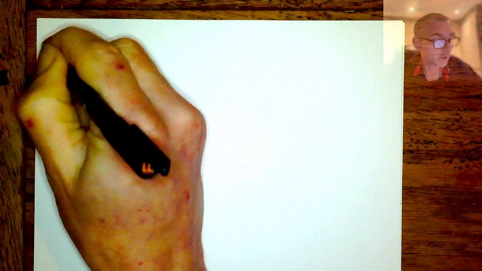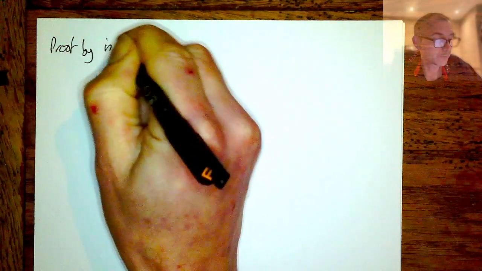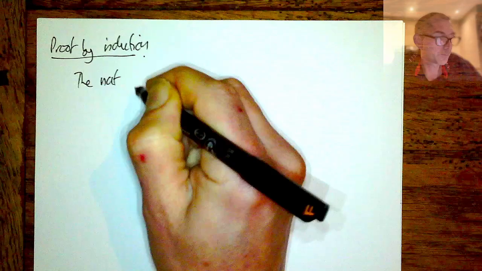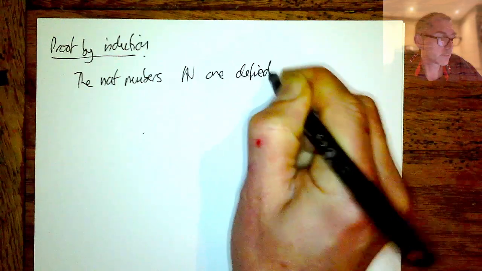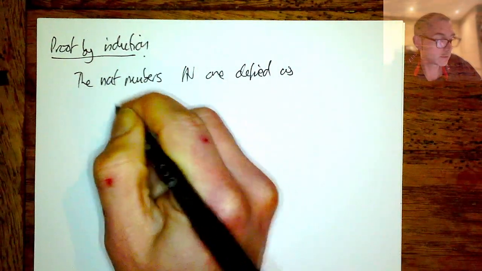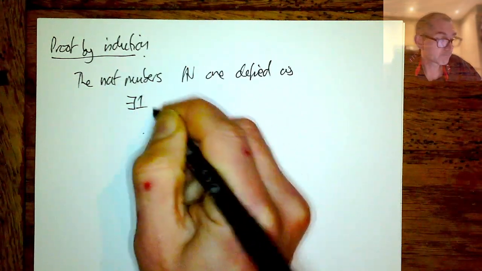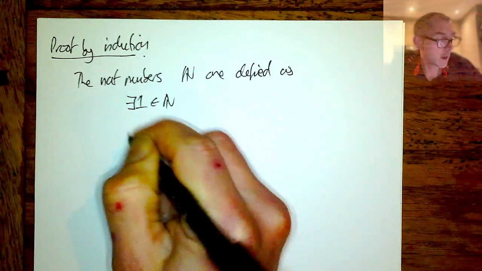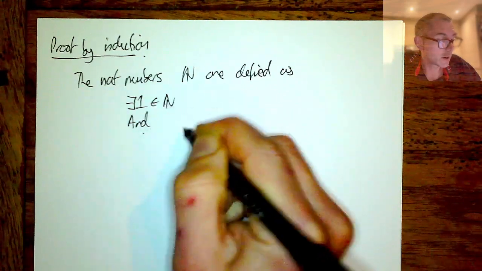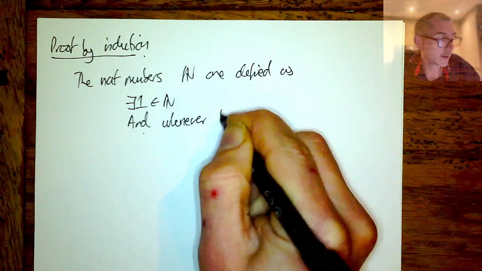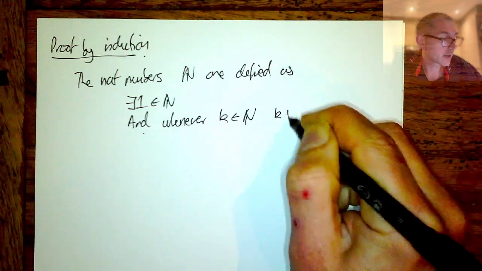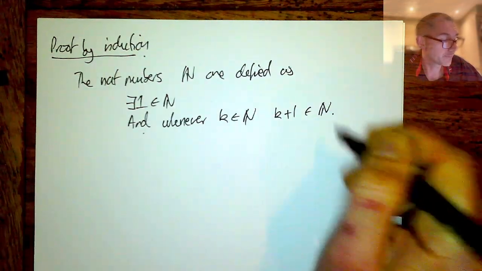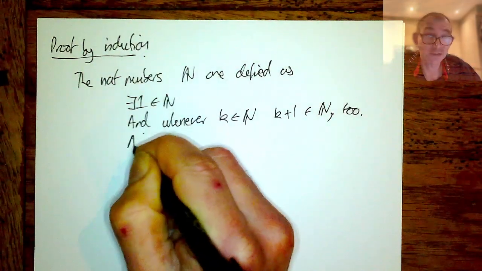So, proof by induction. The natural numbers N are defined as: there's a number 1 in the natural numbers, and whenever k is in the natural numbers, there's another number, k plus 1, that is in the natural numbers too. And there's nothing else.